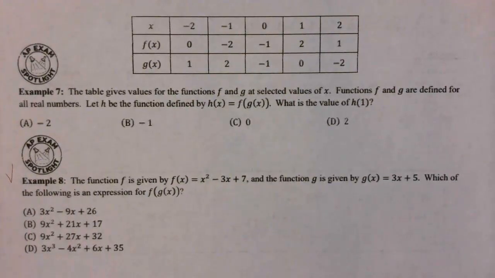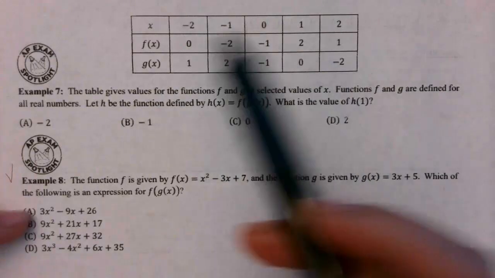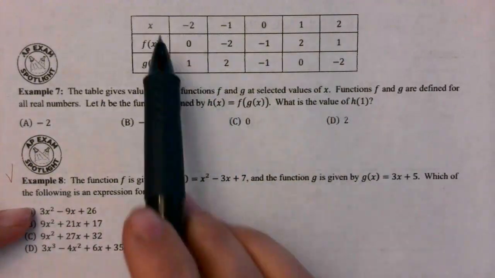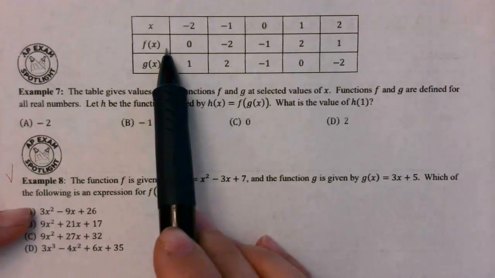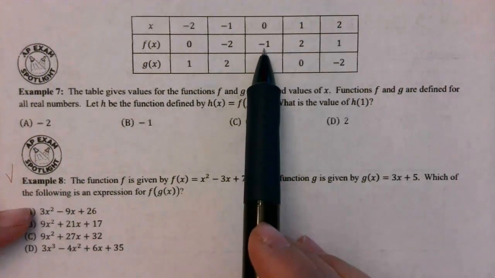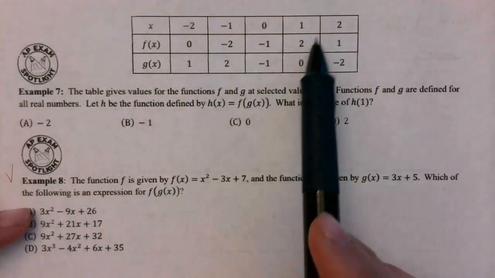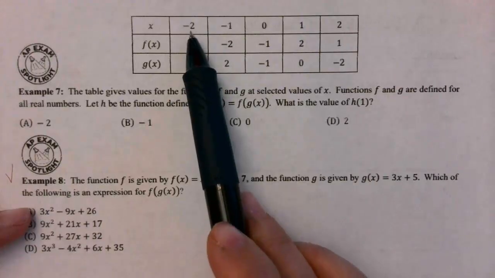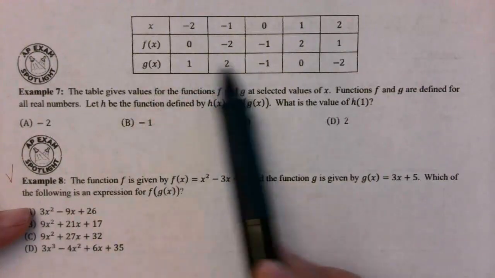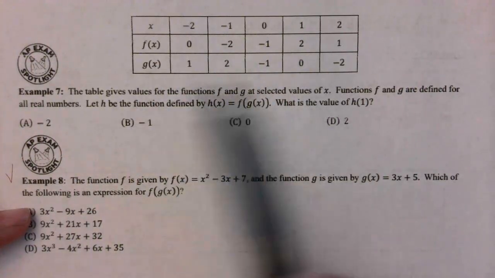All right. This looks very complicated, but not really. The top row is your input value, the x value. The second row is function f, so for example, f of 0 is negative 1 and f of 2 is 1. And the last row is function g. g of negative 2 is 1. g of 0 is negative 1. Do you understand what's going on?